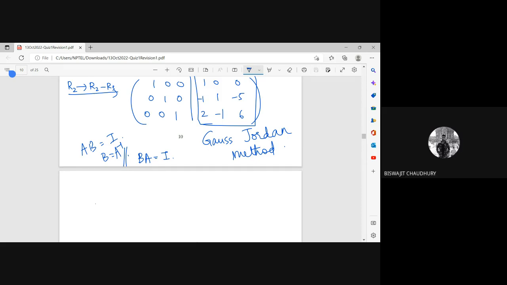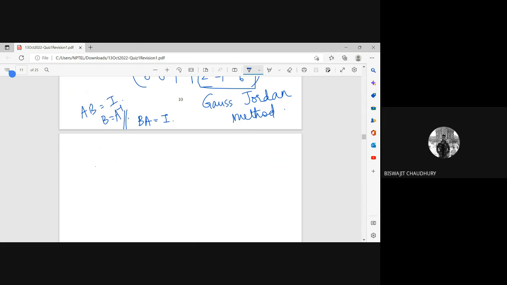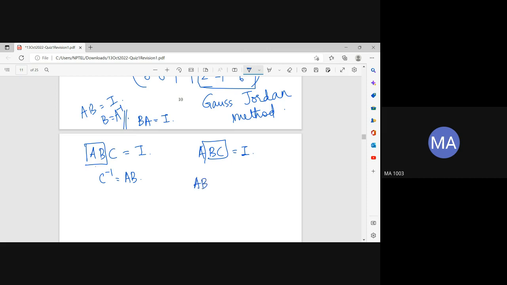Suppose we have three matrices, then we can say that AB is the inverse of C, and A is the inverse of BC as well. C inverse is equal to AB, right? And BC is also. But in this case you cannot say anything about B. We can't say that AC is the inverse of B, because we know that AB need not always be equal to BA. Yes, exactly.